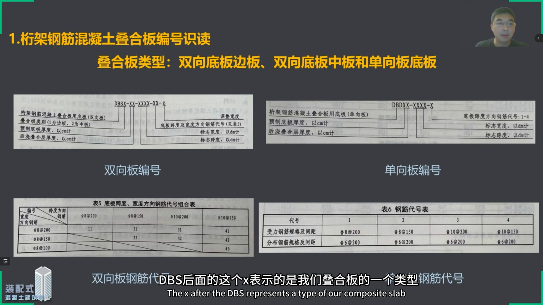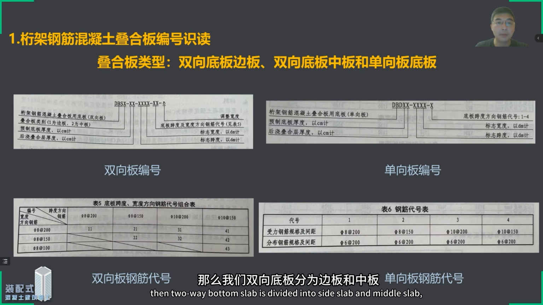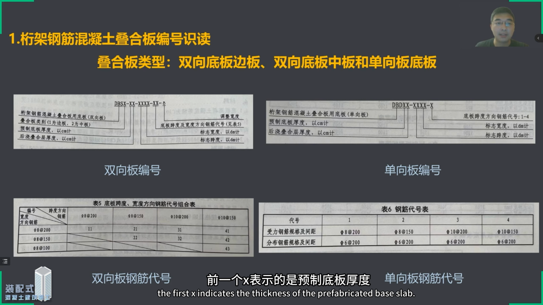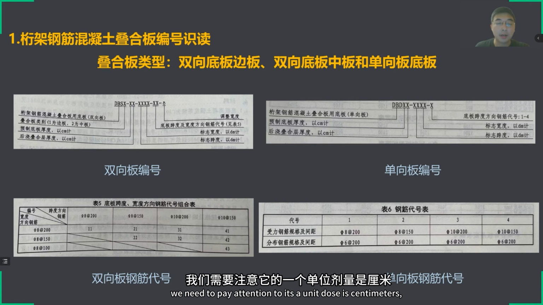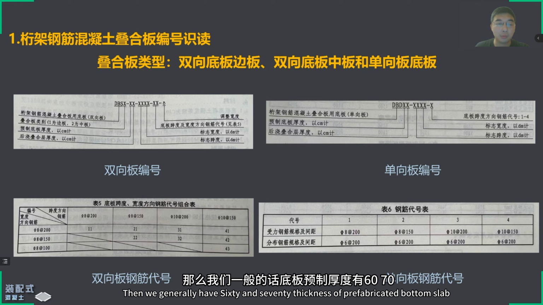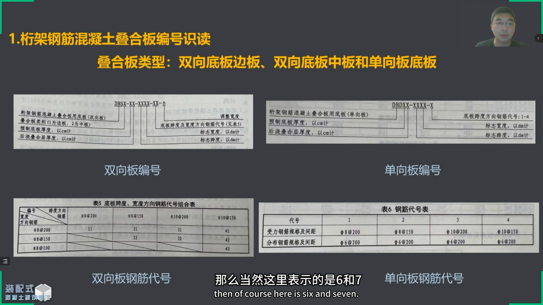The X after the DBS represents the type of our composite slab. The two-way bottom slab is divided into side slab and middle slab. If it is 1, then it is the side slab. If it is 2, it is the middle slab, written as 2X. The first X indicates the thickness of the prefabricated base slab, that is, the thickness of the composite slab. We need to pay attention that its unit is centimeters. The next X indicates the thickness of the post-cast laminated layer. Generally we have 60 and 70 thickness of prefabricated bottom slab, so here it is 6 and 7.